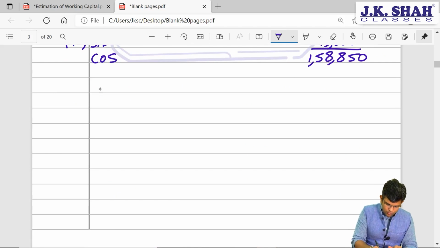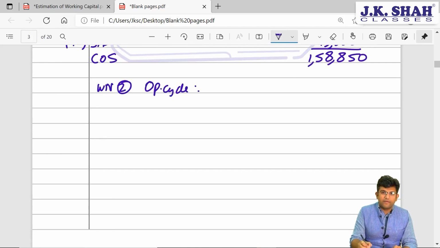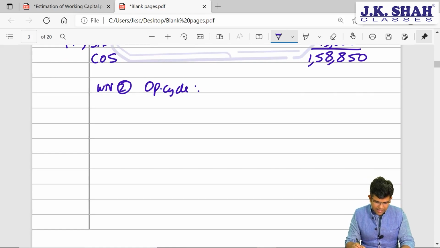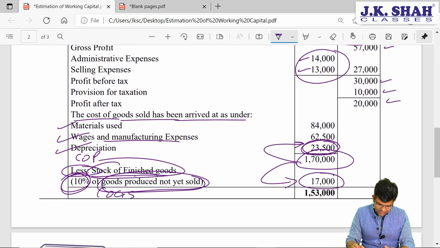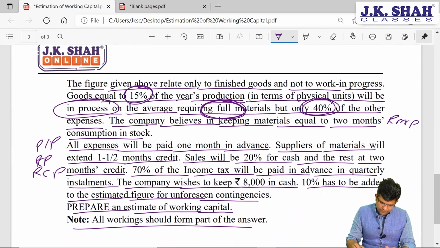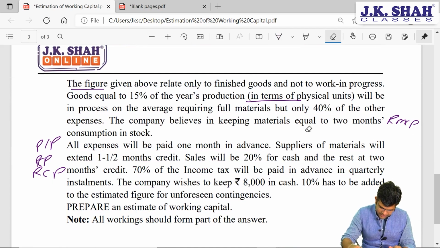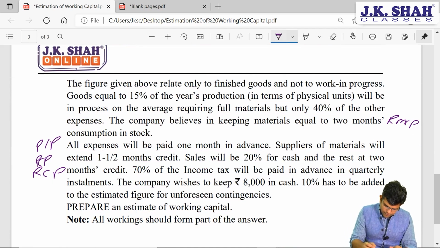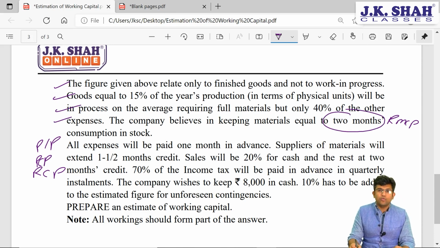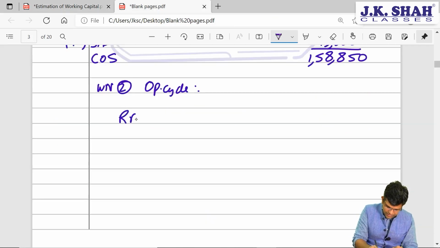Now let us go on to working note 2, that is operating cycle. Okay, working note 2, that is operating cycle. As far as operating cycle is concerned, what all periods are given to you? First of all, children, I'll just remove all these markings, okay, so that we get complete clarity on whatever is there. So this line nothing is given, this line nothing, this line nothing. Here, children, can you see they are saying that your RMCP is 2 months. So I'll write down here raw materials conversion period is 2 months.